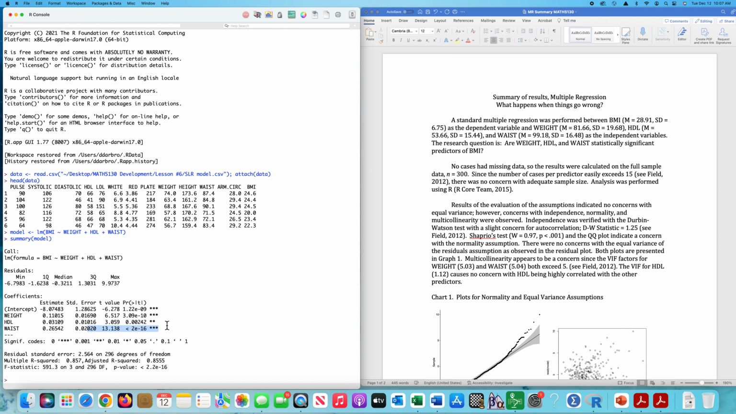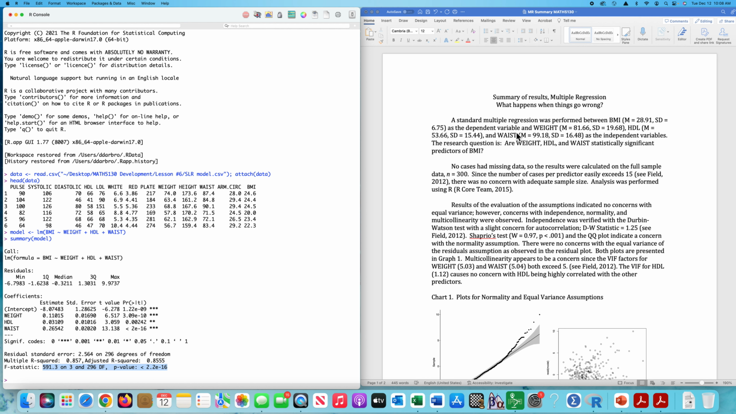Waist is statistically significant at the 0.001 level. HDL is statistically significant at the 0.01 level. And weight is statistically significant at the 0.001 level. Our model diagnostic has a high F value, which means it's going to have a low P value. Degrees of freedom 3 and 296. So as a set of predictors, weight, HDL, and waist do a good job of predicting a person's BMI. All right, so life is all good, right?